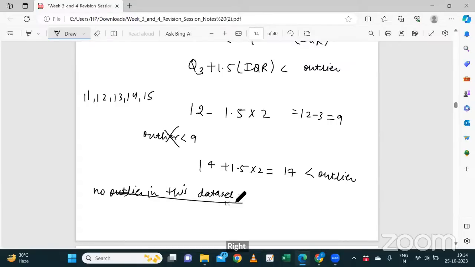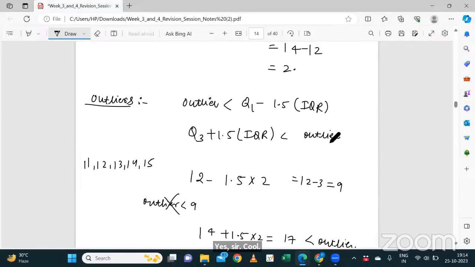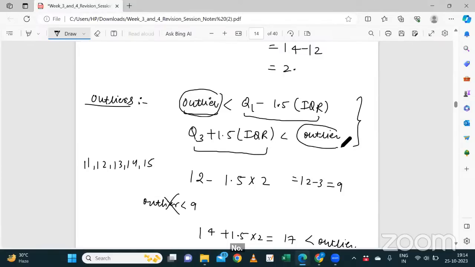Sir, could you come again with the formula? This is the higher outlier and lower outlier. It is Q3 plus 1.5 into IQR for the higher one, and Q1 minus 1.5 into IQR for the lower one. Basically, you have to identify if there is any observation in your data set which is less than the lower quantity, then that will be considered an outlier. And if there is any observation greater than the upper quantity, you can consider it an outlier of the data set.